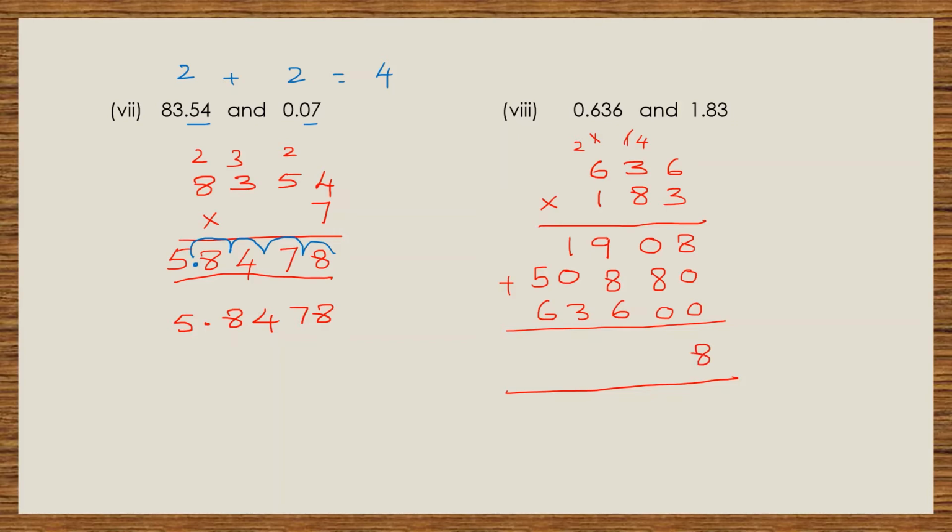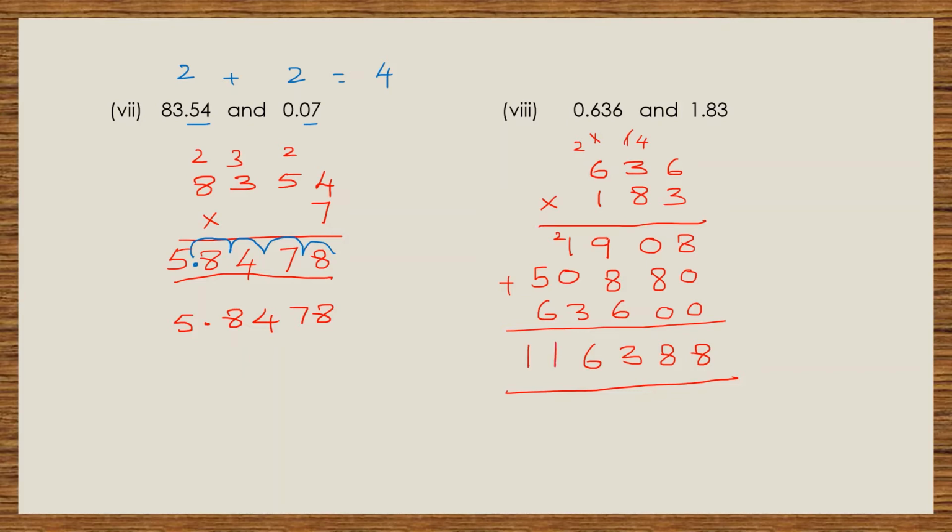8, here also we have 8, 9 plus 8 is 17, 17 plus 6 is 23, carry 2, 2 plus 1 is 3, 3 plus 3 is 6, then 5 plus 6 is 11. So we've got our answer.